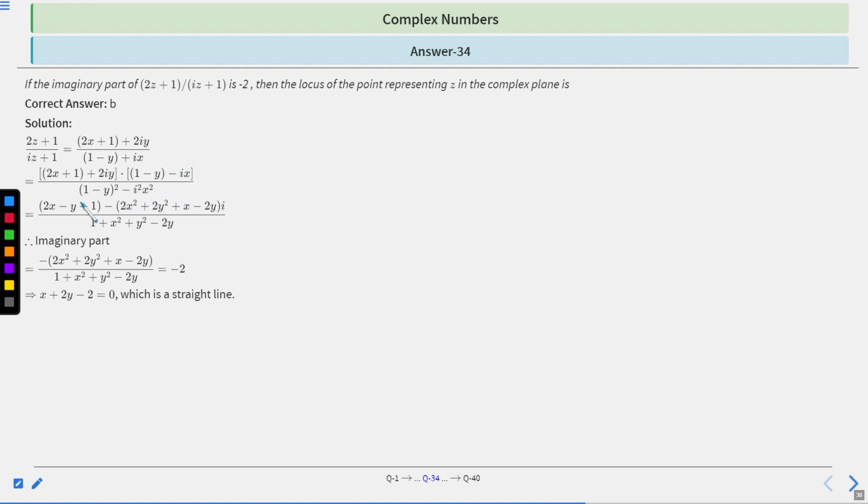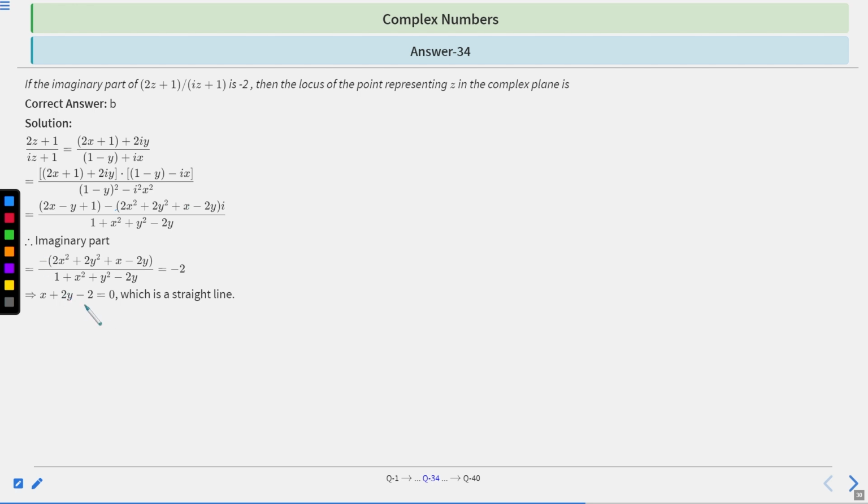So after multiplying, we will get numerator as 2x minus y plus 1 minus iota 2x square plus 2y square plus x minus 2y. Now, it is written that imaginary part of this is negative 2, right? So this term is imaginary part, right? So it will be minus 2. Clear?